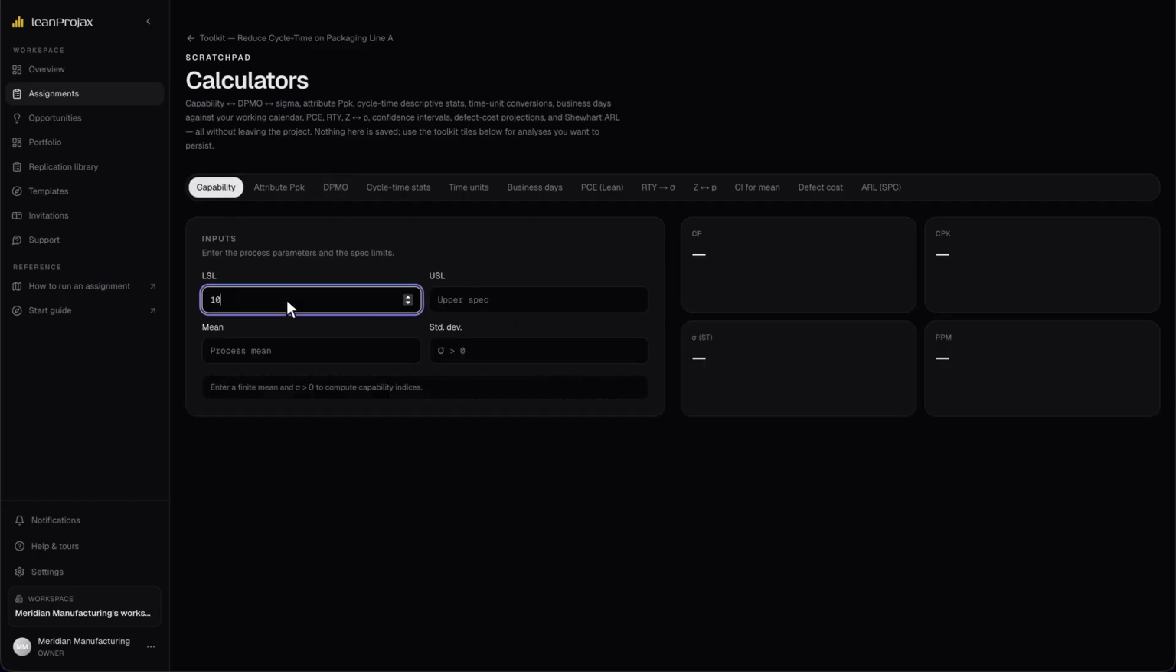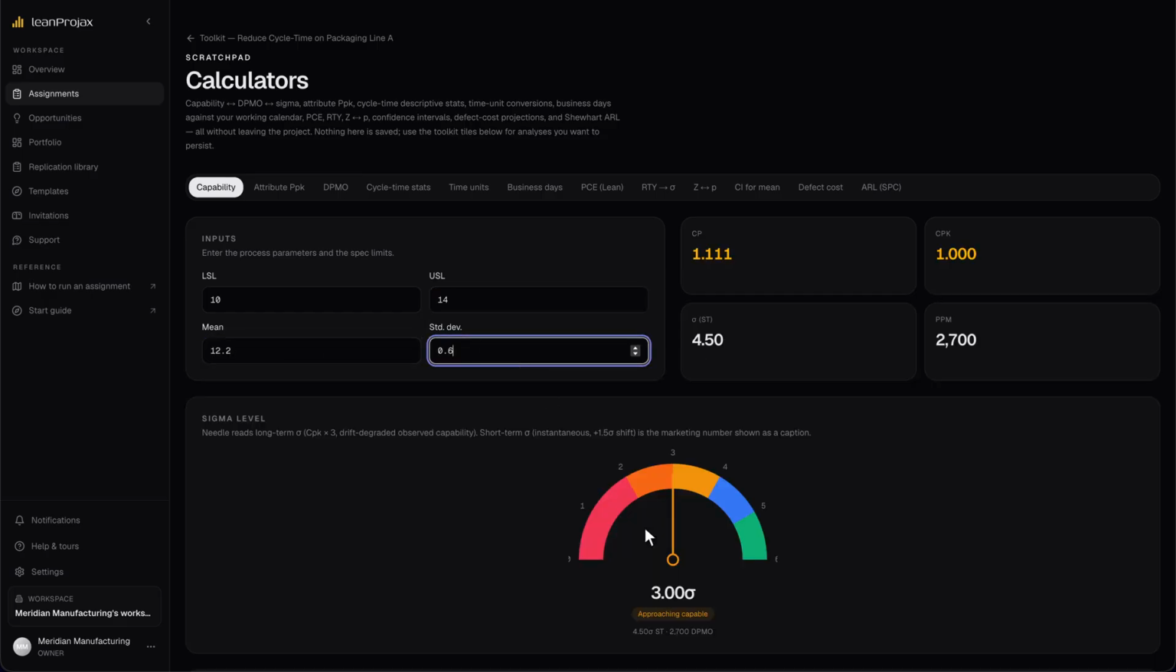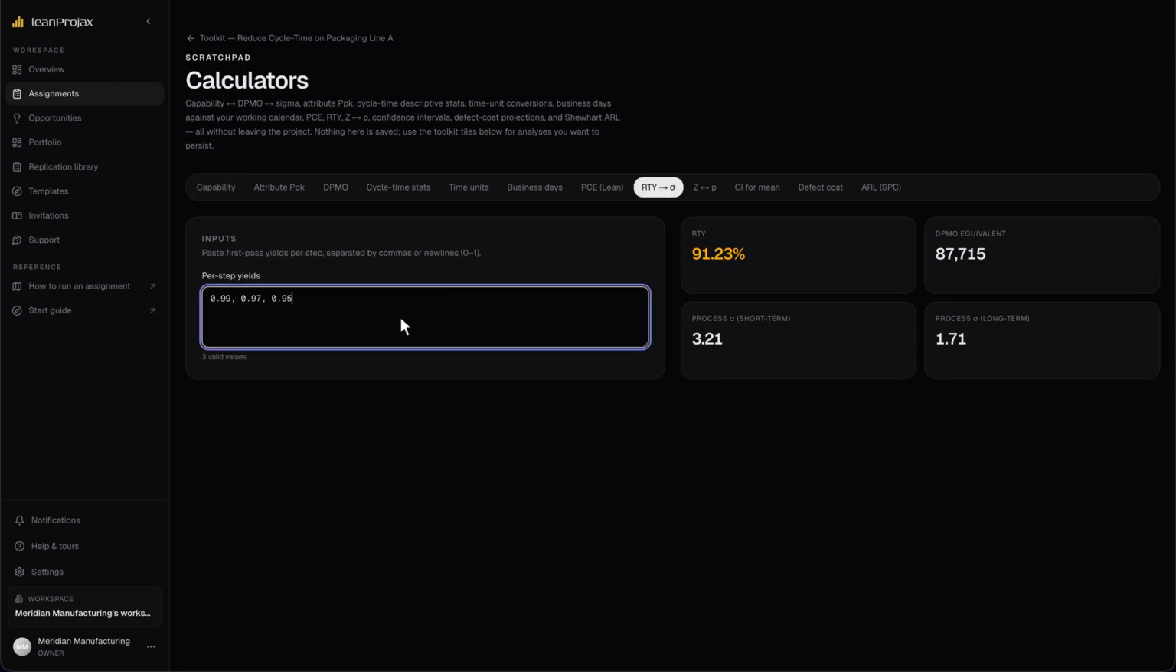Capability: spec 10 to 14, mean 12.2, sigma 0.6, CP 1.11, CPK exactly 1.0. That gap is the centering tax. RTY, 3 steps: 99, 97, 95, 91.2 rolled, and the sigma tab converts any of it back. 1 workbench, every formula from this course. This is where you drill until the exam is a formality.